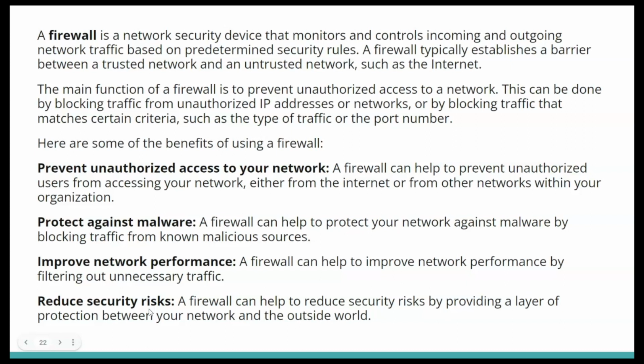A firewall is a network device that monitors and controls incoming and outgoing network traffic based on predetermined security rules. A firewall typically establishes a barrier between a trusted network and an untrusted network, such as the internet. The main function of a firewall is to prevent unauthorized access to a network. This can be done by blocking traffic from unauthorized IP addresses or networks, or by blocking traffic that matches certain criteria, such as the type of traffic or the port number.